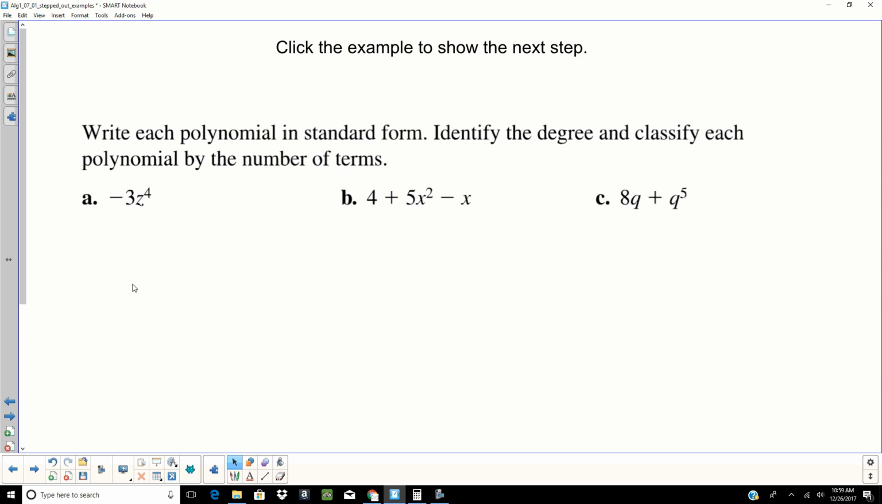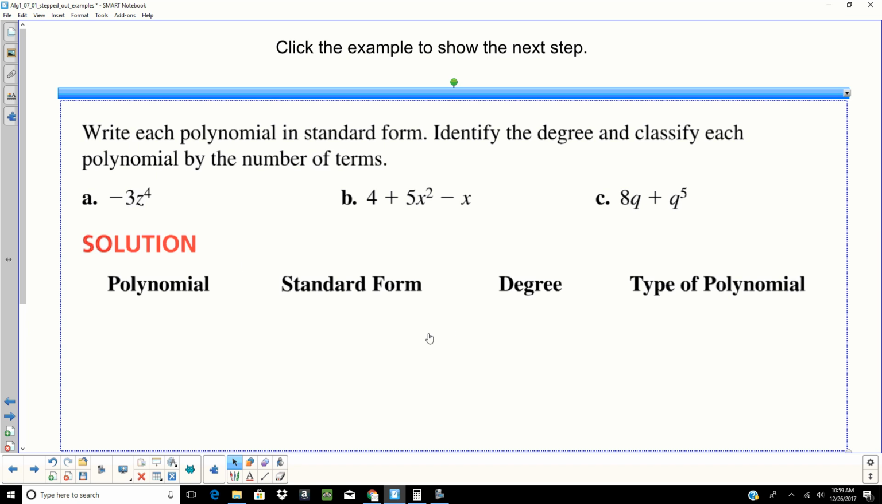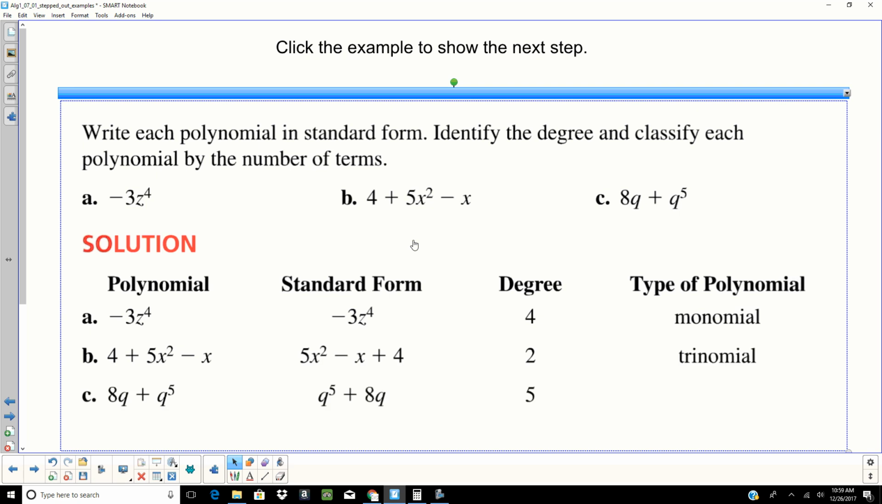All right, try these 3 on your own. Let's see how you did. Probably want to hit pause. I kind of like having it arranged this way. Here's your original problem. Standard form A, it's really easy. There's only one term. It's a 4th degree, and it's a monomial.